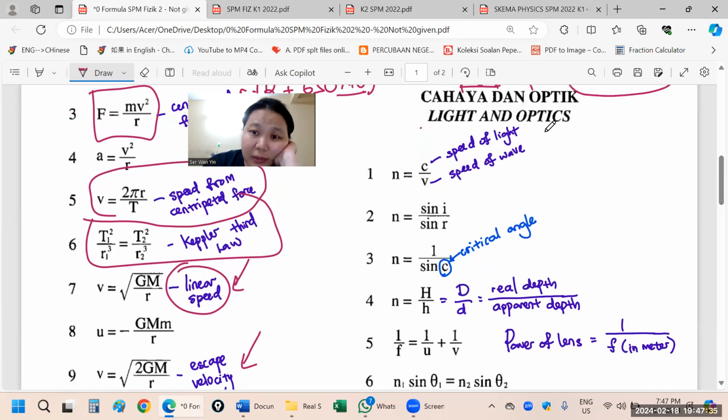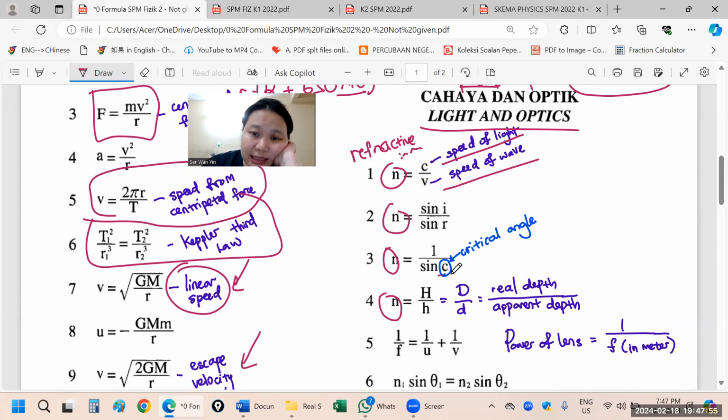Okay, light and optics. This C and V. C is the speed of light. This is the speed of the wave. If they ask for refractive index, refractive index has 4 ways to find.